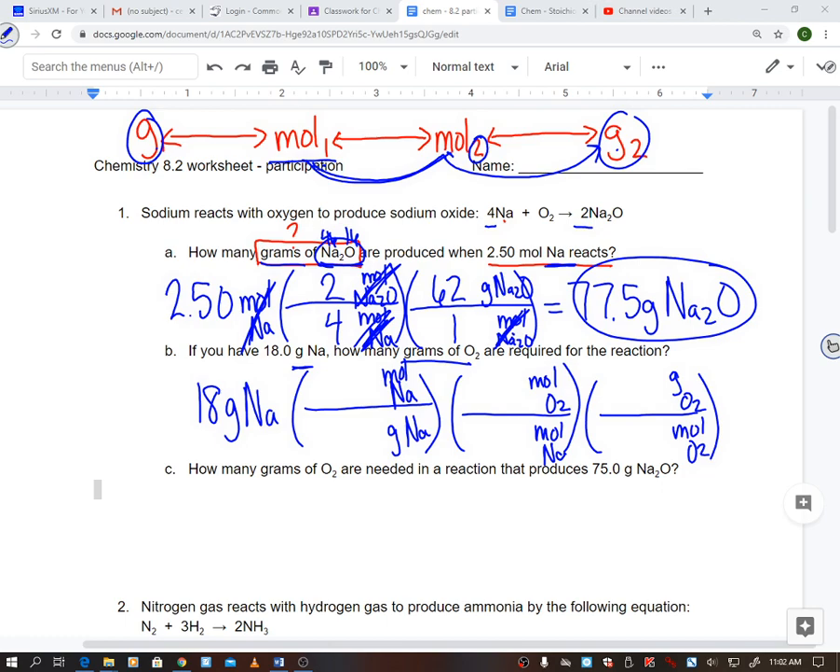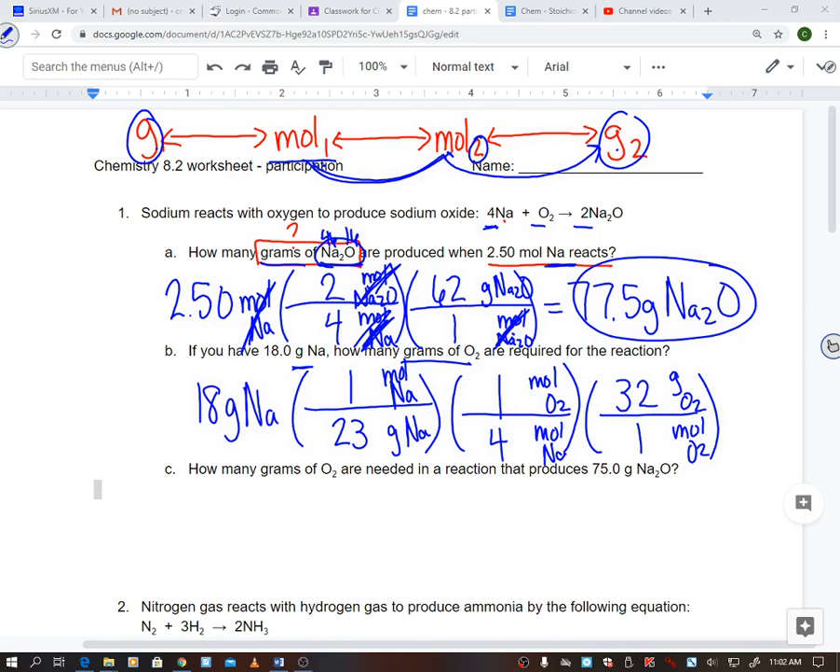Now, anytime I see grams, I'm looking at the periodic table, and sodium is 23 grams in 1 mole. I'm going to do the same down here. Oxygen is 16, but there are 2 of them, so it's going to be 32 grams in 1 mole. This middle step, mole to mole, I'm going to use the equation. O2, there is 1. Na, there are 4.